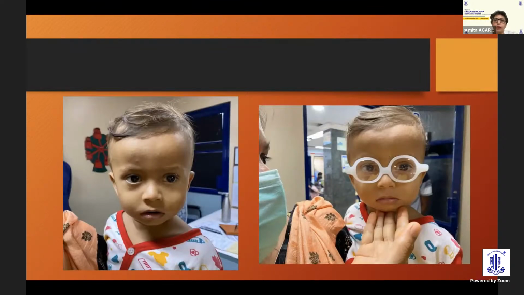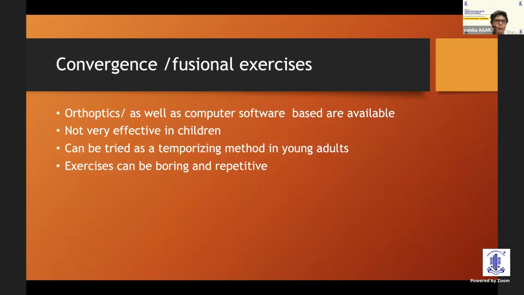So as you can see, this child who had a dilated pupil, this is post-surgery. You can see his exotropia also looks better with the glasses, and once the intraocular lens has been put.